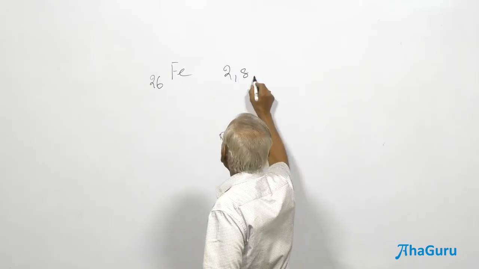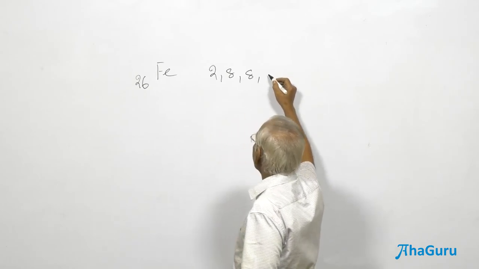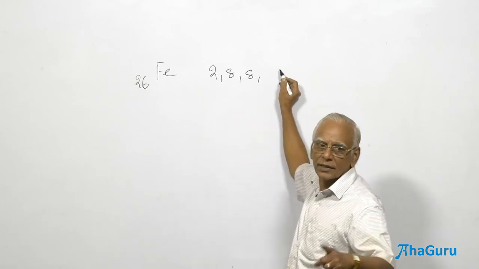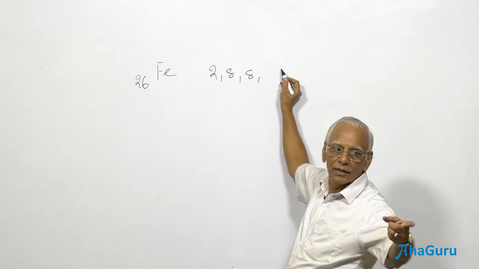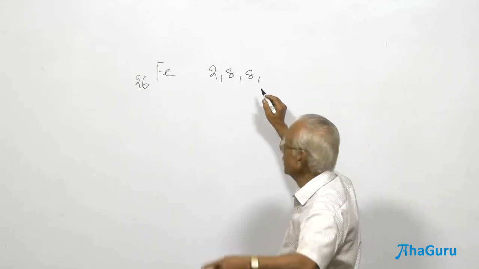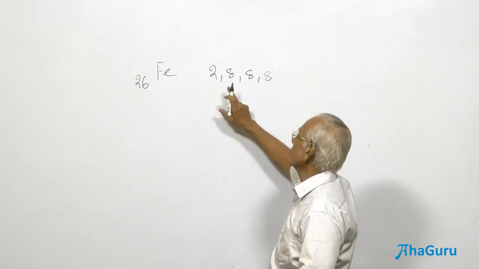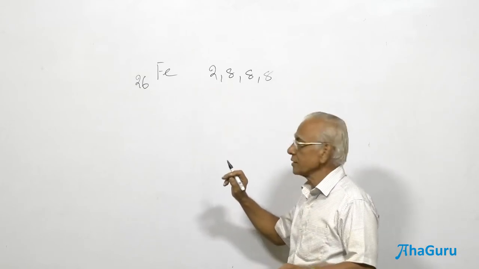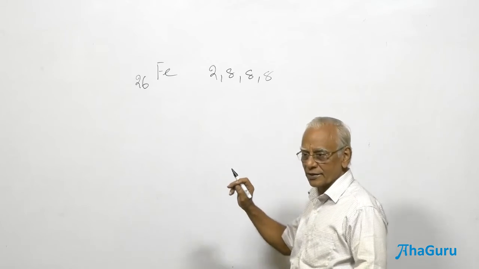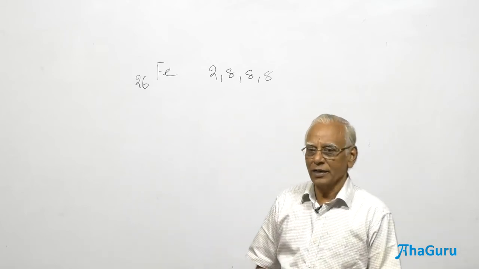2, 8, 8, 8. No, I am asking. 2, 8. I saw this answer. 2, 8, 8, 8. Yeah, 8 3s are 24, 24 plus 2, 26. Right. Yeah, the sum is right. Wonderful. How many of you have written this?